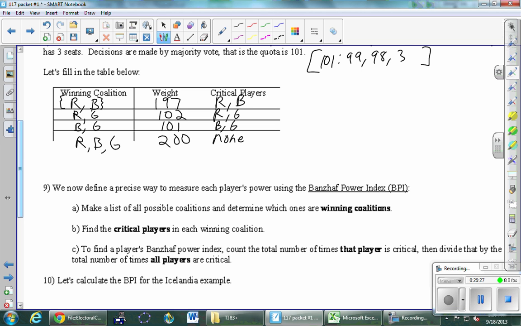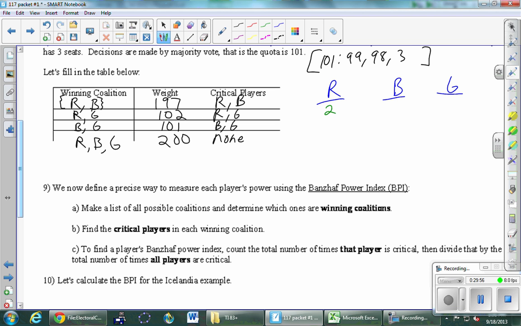Okay, so here's the new part. I'm going to write it over here on the side. You can write it down below if you want. So I'm going to list my 3 players here. I've got R, and I've got B, and I've got G. And so the first thing we're going to do is count how many times each player was critical. So R, how many times does R appear in my critical list? 2. Twice, right? R appears twice. So I'm just going to put a 2 underneath the R.